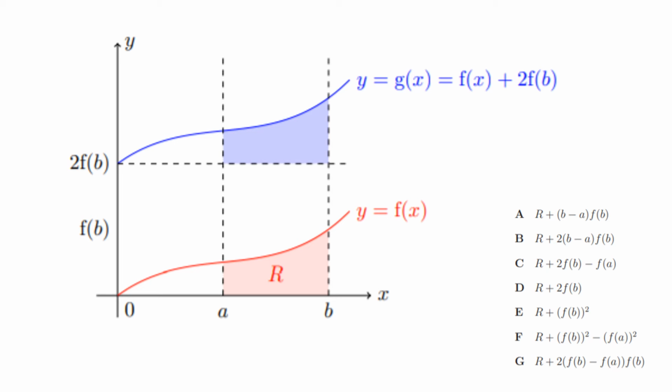Now we want to know the area underneath it, so we've got this whole area here, and of course the shaded area is just R, it mimics R, and we've got to add in this rectangle. Now the rectangle has a base, b minus a, and a height, 2f of b, so the area is clearly b minus a times 2f of b. Then, if we add that to the original R, we get one of our choices here on the right. And the one we get is this one here: R plus 2(b minus a) f of b. So B must be the correct answer for this one.